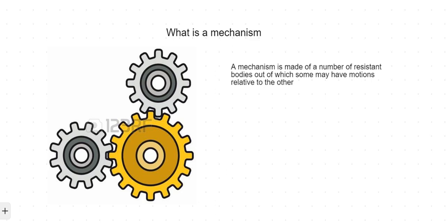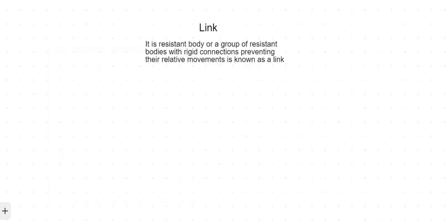Before getting into mechanisms, we need to know what a link is. A link is a resistant body or a group of resistant bodies. That's very important: a group of resistant bodies can also be a link. With rigid connections preventing their relative motions, it is known as a link.